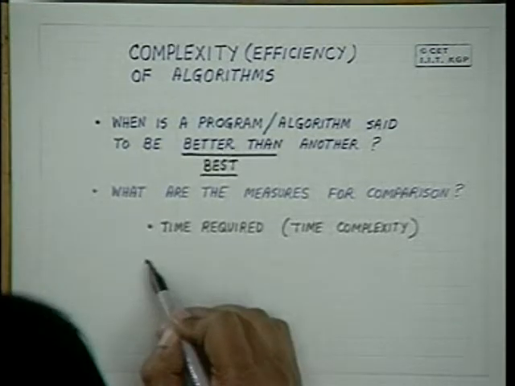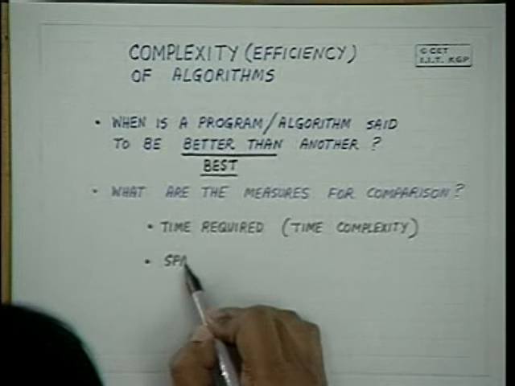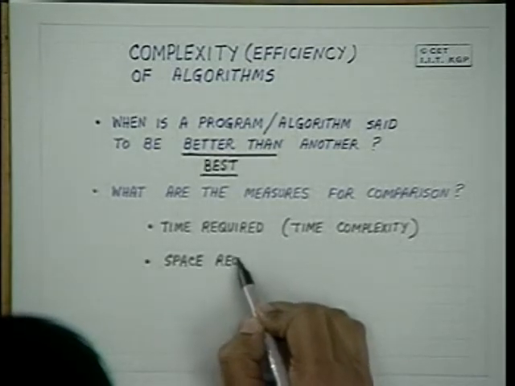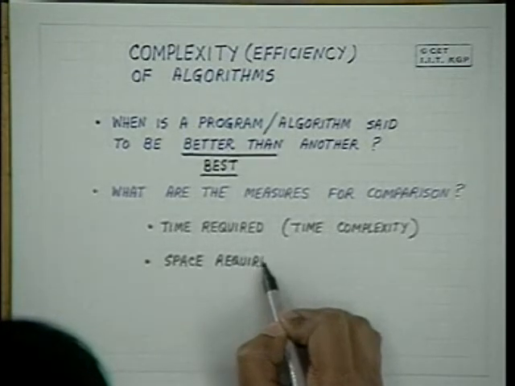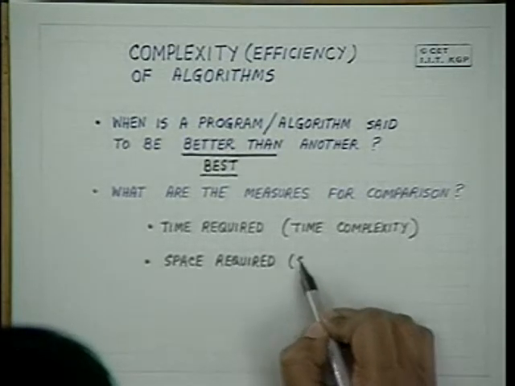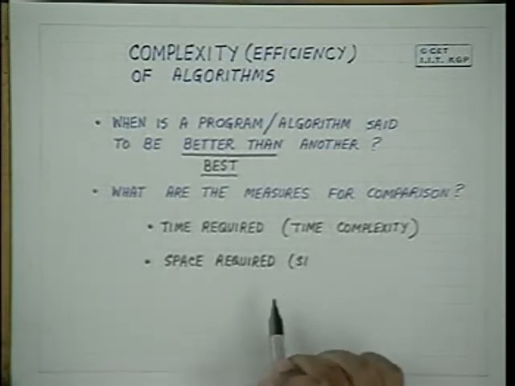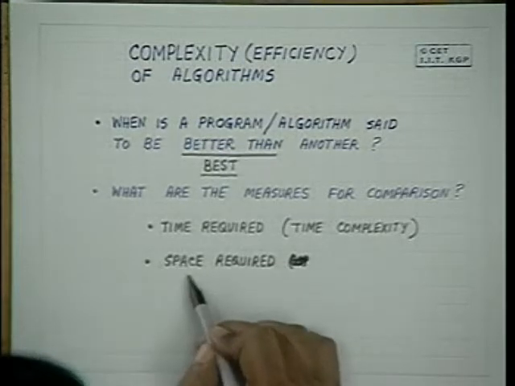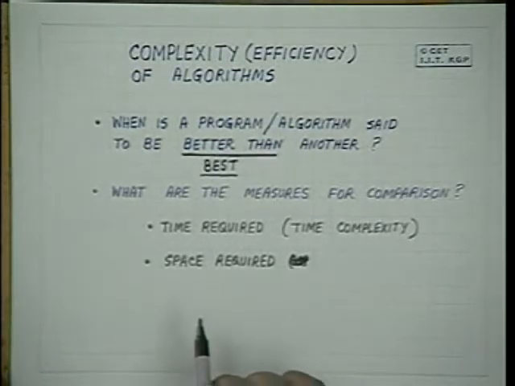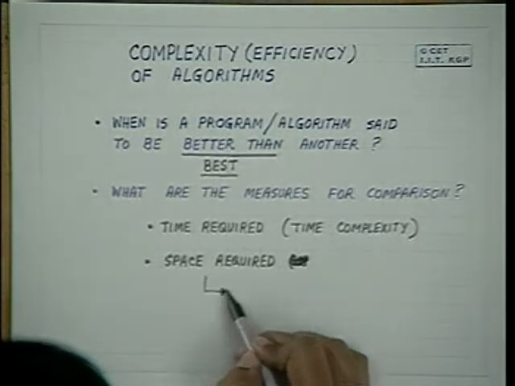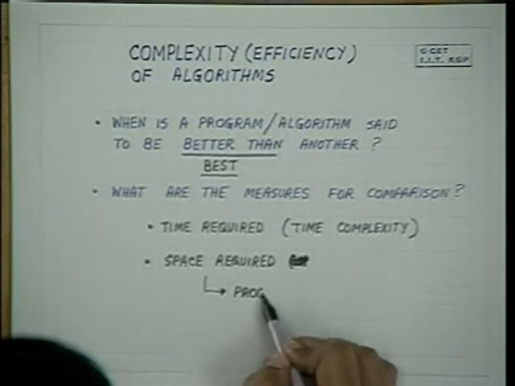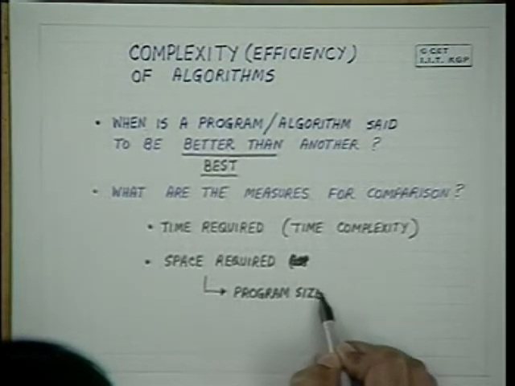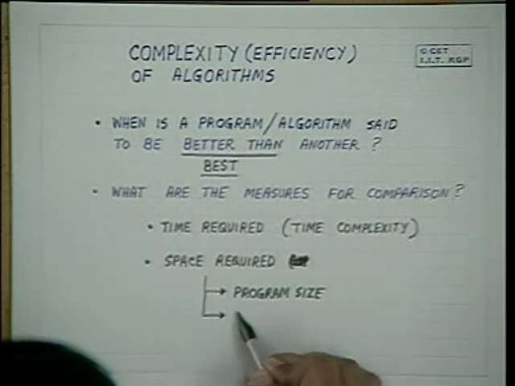The second is the space required. These are the two important resources of the computer, and this is often called the space complexity. But this is not quite the space complexity actually. There are two types of space required by a program. One is the program size, and the other is the data size.